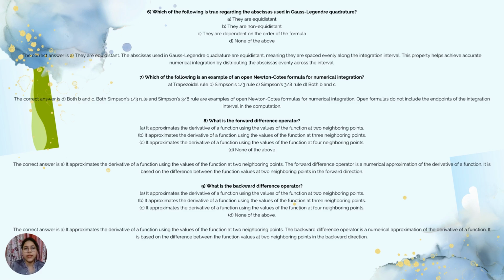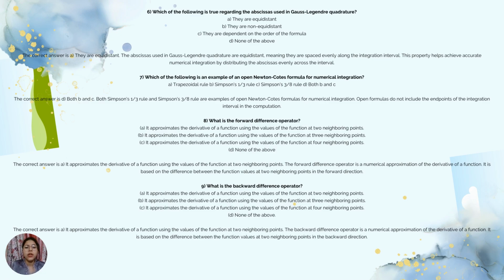Question number 7. Which of the following is an example of an open Newton-Cotes formula for numerical integration? Option A, trapezoidal rule. Option B, Simpson's 1/3rd rule. Option C, Simpson's 3/8th rule. And D, both B and C. The correct answer is D. Both B and C, both Simpson's 1/3rd and Simpson's 3/8th rule, are examples of open Newton-Cotes formulas for numerical integration. Open formulas do not include the endpoints of the integration interval in the computation.